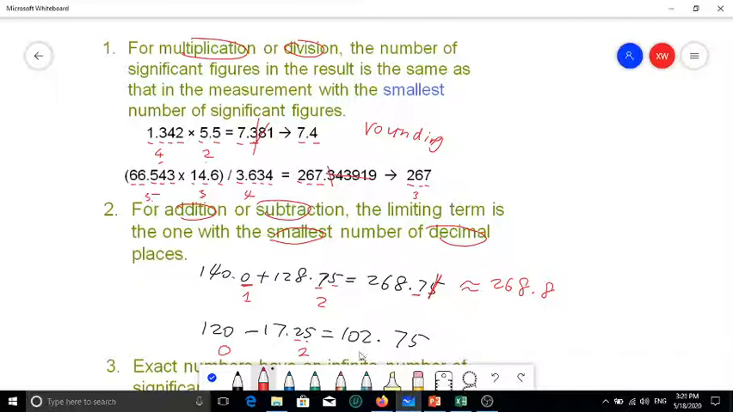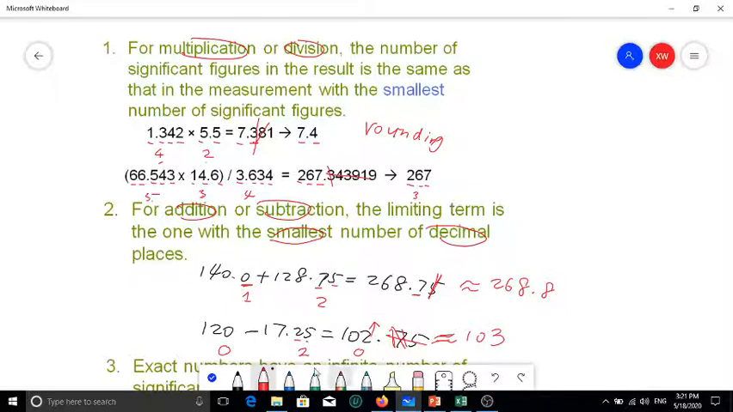So your answer should have, between 0 and 2, no decimal places. That means the 75 should be gone after the decimal point. And since you are dropping a 7, this 2 needs to be rounded up to 103. Okay, that's the difference between subtraction and addition versus multiplication and division.